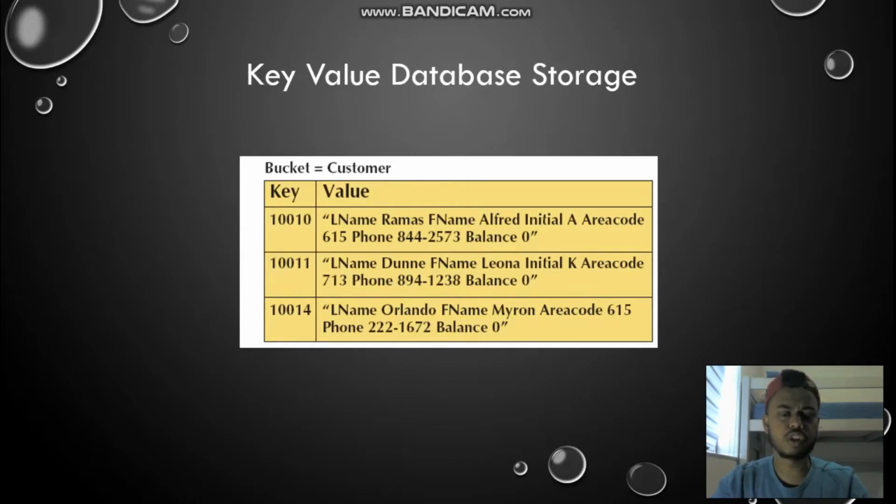Key-value database storage works as follows. You have a key, you have an attribute that has a value. For example, the attribute last name corresponds with the value of Ramesh, the attribute first name corresponds with the value of Alfred, and the attribute initial corresponds with the value of A.